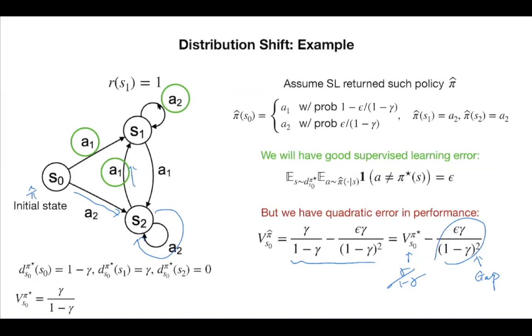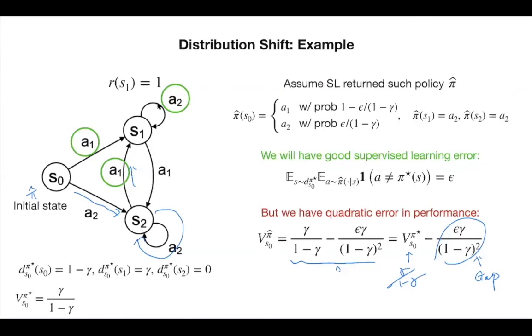Sorry, how did you get that first part of the equation? You mean this term? Yeah. You can calculate two cases. The first case is that the policy does not make a mistake at S0. What's the reward you would get? Gamma over 1 minus gamma? Yeah, but you have to multiply it by the probability. So let's calculate that. Oh, right, okay.